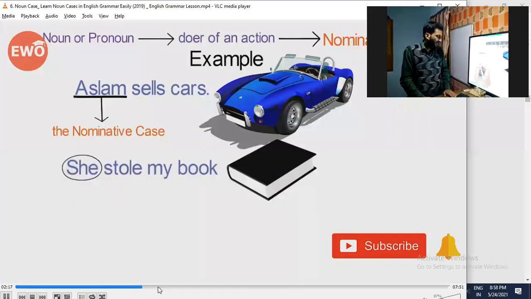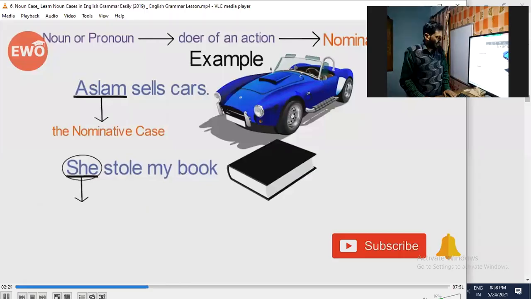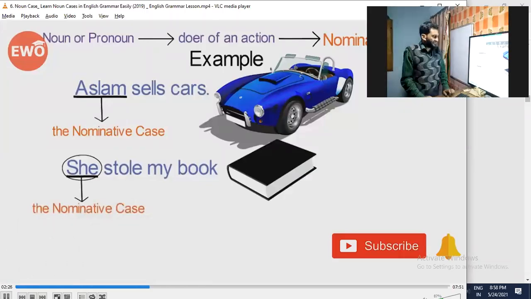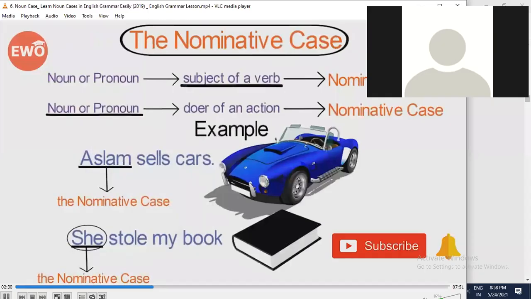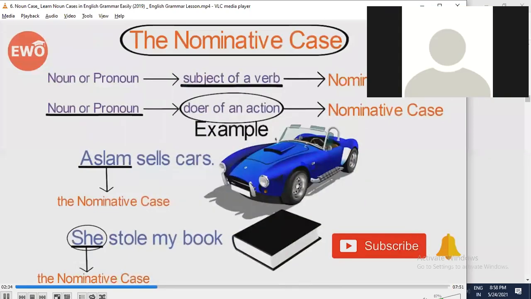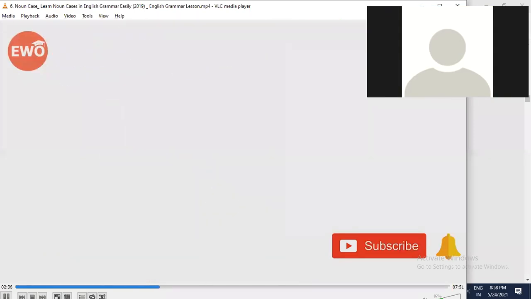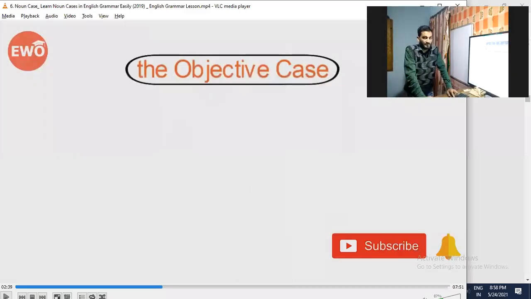Nominative. So here she is in subjective case. She is in nominative case. So we can say she is in the nominative case, because she is the pronoun here, not a noun. Whether it is a noun or pronoun, she is the doer of the action. Now, another case, please.